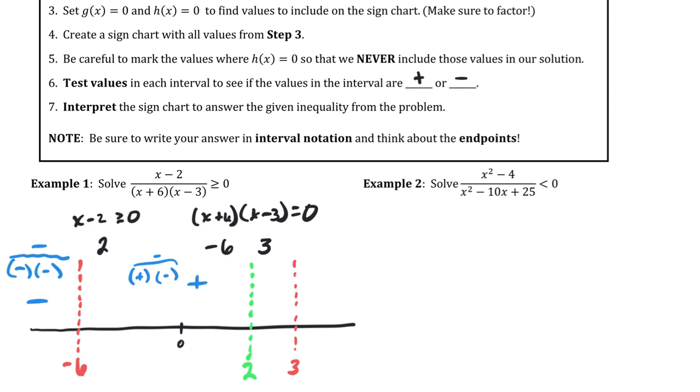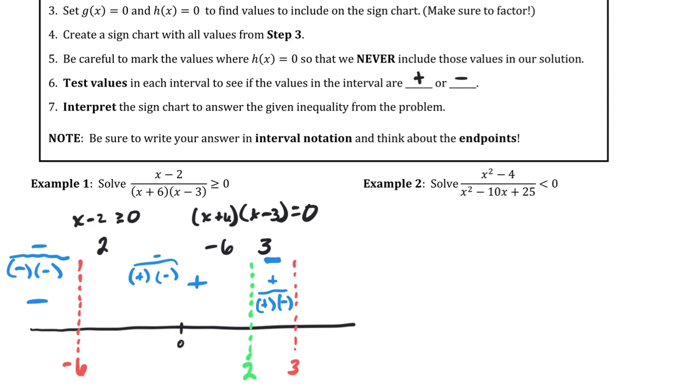That makes a positive. In between 2 and 3, let's do 2.5. If I put 2.5 in the numerator, that's going to give me a positive 0.5. 2.5 plus 6 is 8. That's positive. And then when I put it with negative 3, it's actually negative. So this whole thing up here is negative.